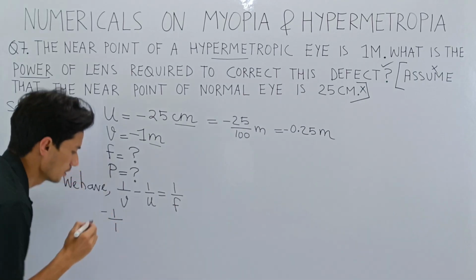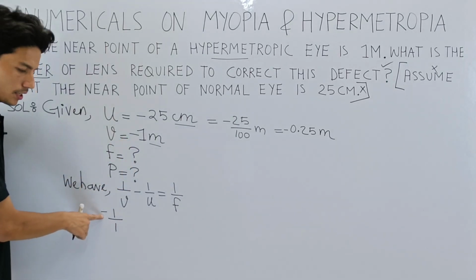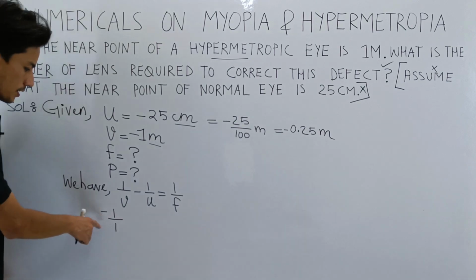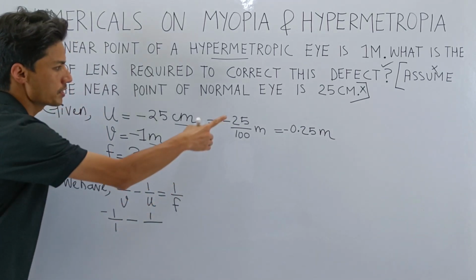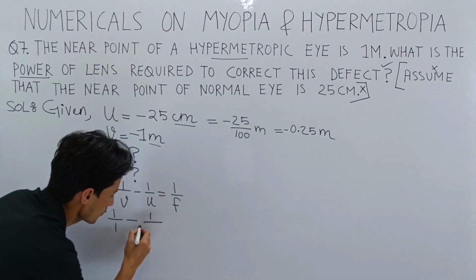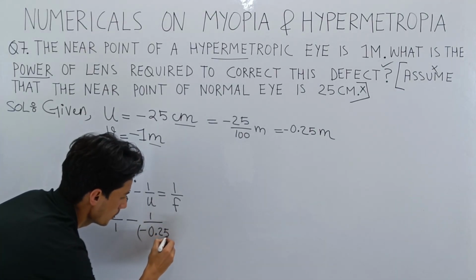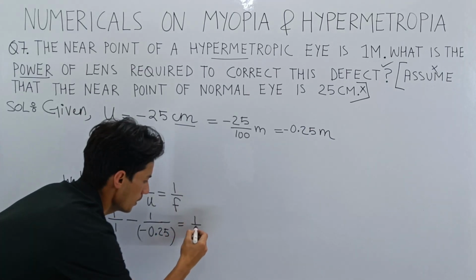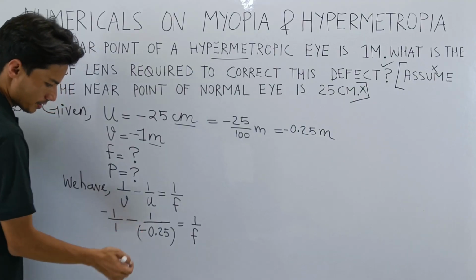So it will be 1. Remember, 1 is this value. This minus, I'm giving it to the numerator because the denominator does not carry sign. Then minus from the formula, and then 1, u value is minus again. So we have minus here. Let's put it in bracket, 0.25, and then this is 1 by f. Next, I will take care of this sign.